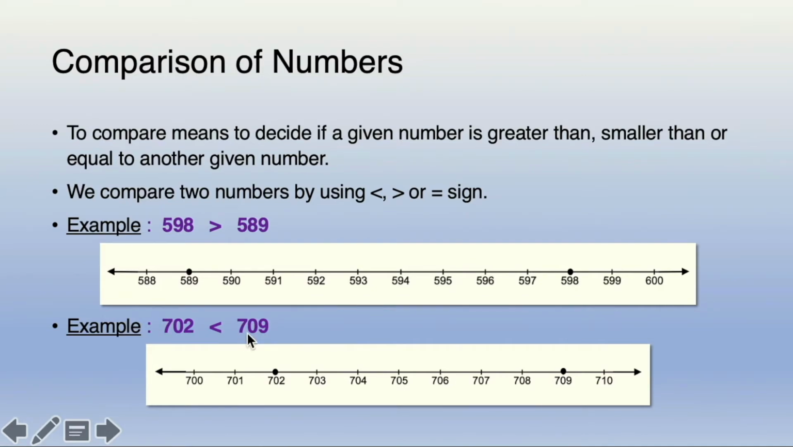So at the hundreds place we have digit 7. Then we move to the next place, that is the tens place. Now at the tens place also we have 0 in both the numbers. So we again move to the next digit. So in the ones place we have 2 over here and over here we have 9. And since 2 is less than 9, the number 702 is less than the number 709.